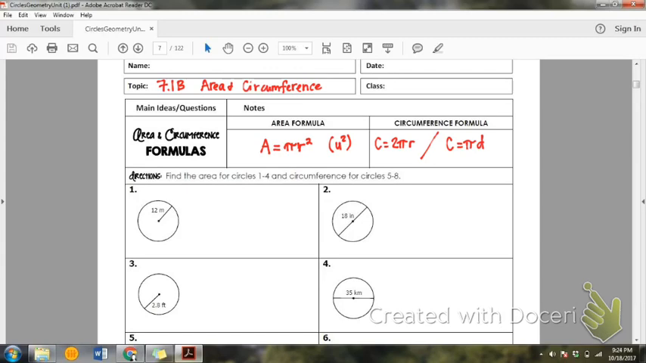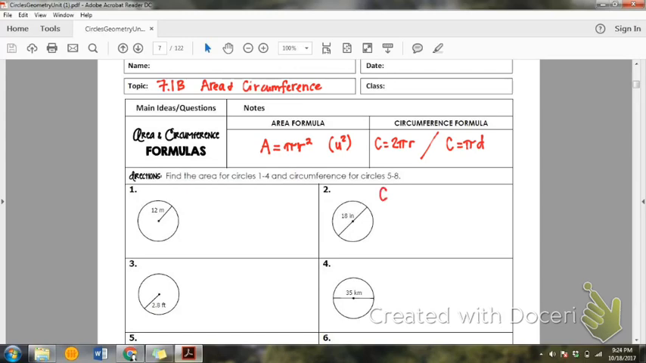So we are going to decide that we're going to use the pi key on our calculator. Anytime we have to multiply by pi, you're going to put times the pi button on your calculator. Do not put 3.14 because that's not giving us a very accurate answer. Okay? So if we look at number 2, the first thing we're going to do is find the circumference.